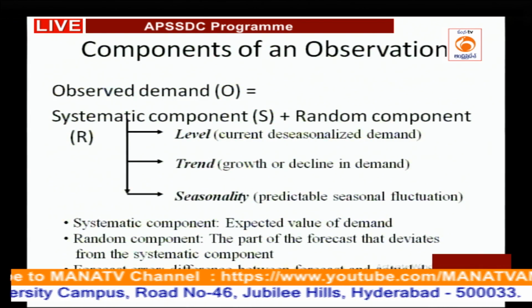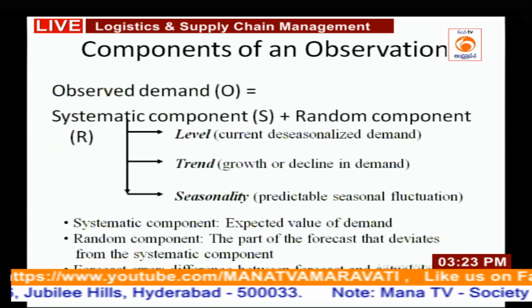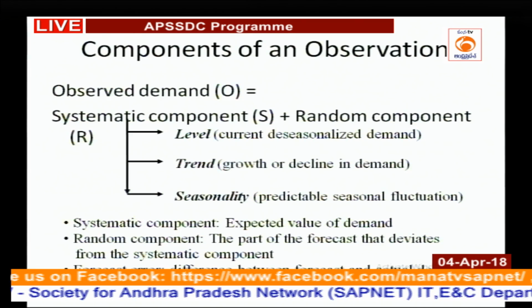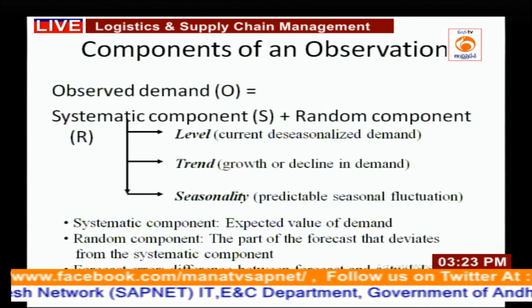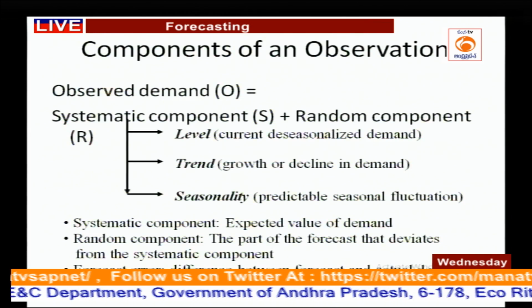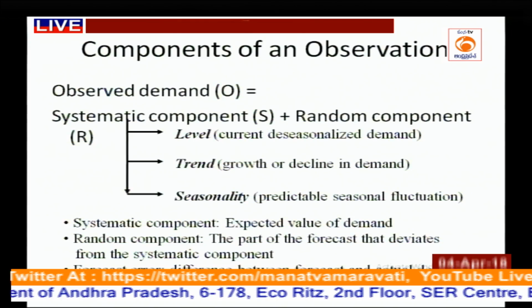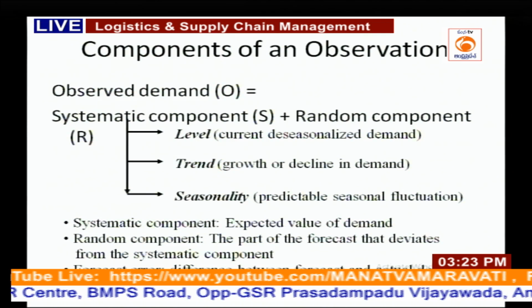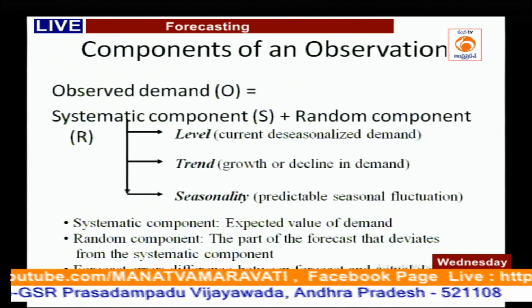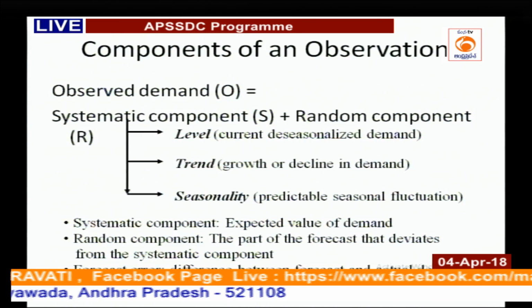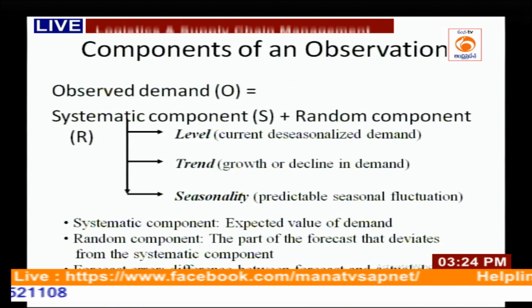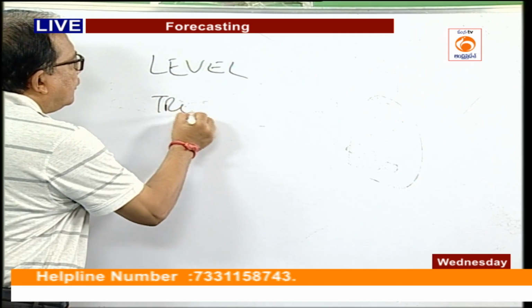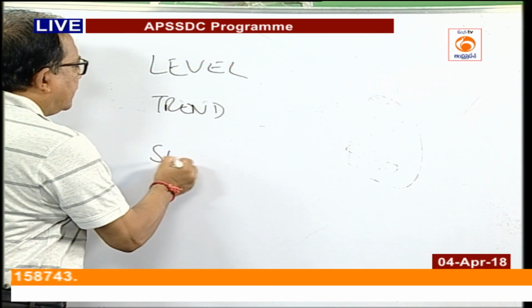Components of observation: level, trend, seasonality. Like we had data characteristics, there were 3 types of data characteristics, right? One was random, one was noise and the other one was pattern. Similarly, observation also has kinds of characteristics or components. One is systematic and one is random. We are going to discuss these 3. One is called level, then trend and then seasonality.